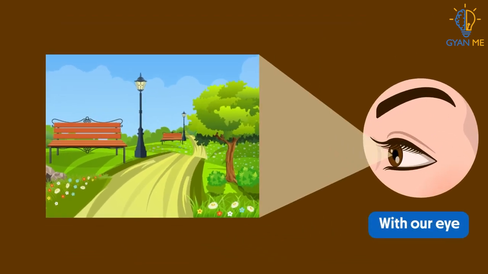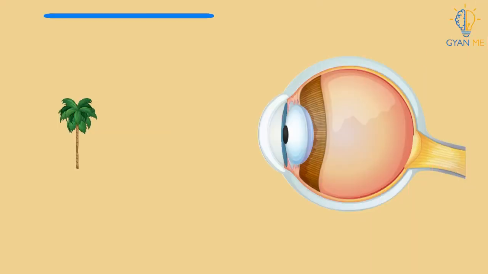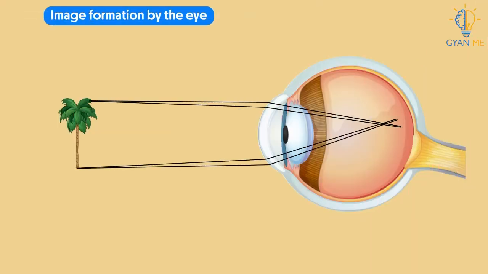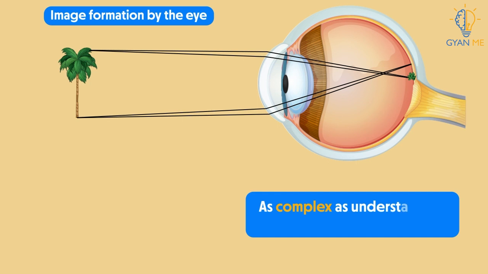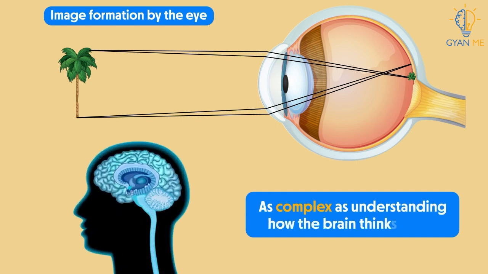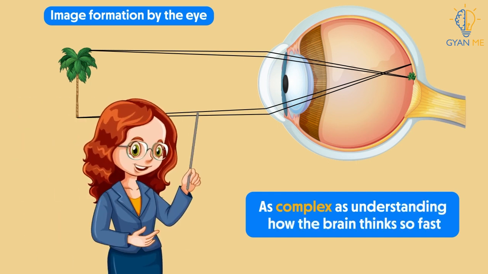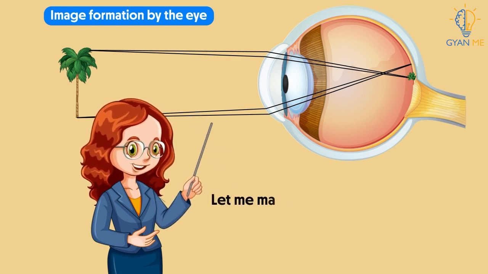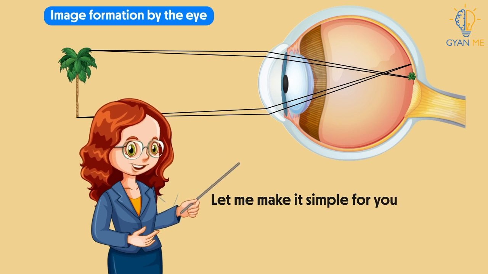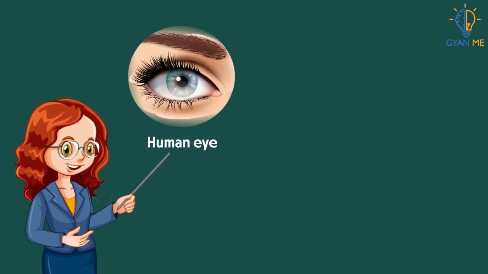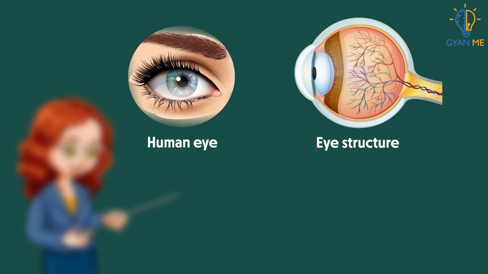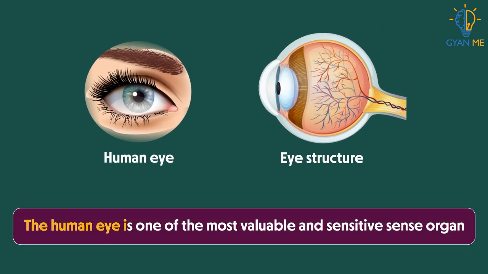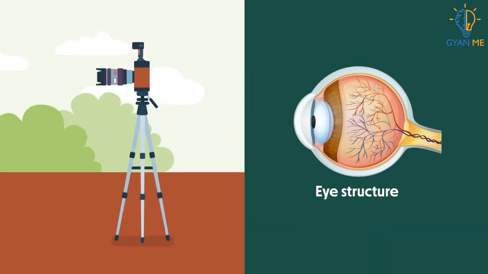But it's not that simple, kids. Image formation by the eye is as complex as understanding how the brain thinks so fast. But don't worry, we won't make it that complex. In fact, let me make it simple for you. So let us today learn about the human eye and its structure. The human eye is one of the most valuable and sensitive sense organs. It works just like a digital camera.